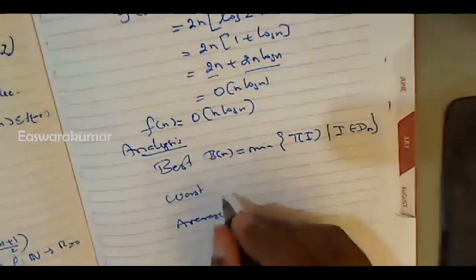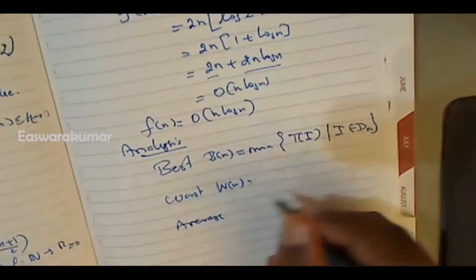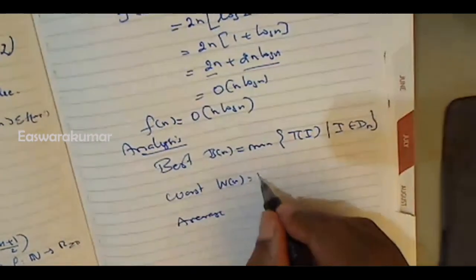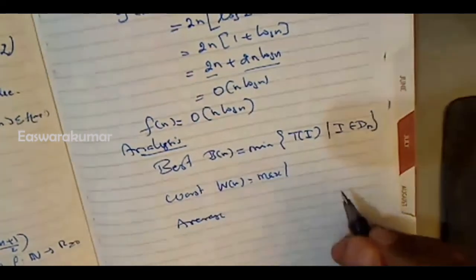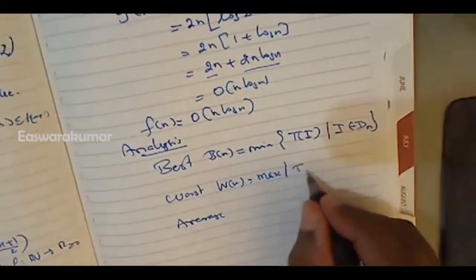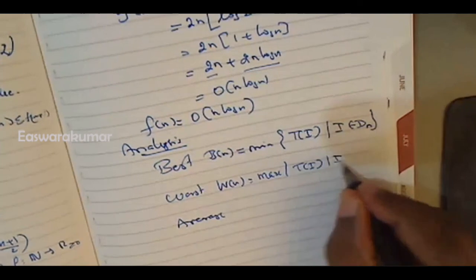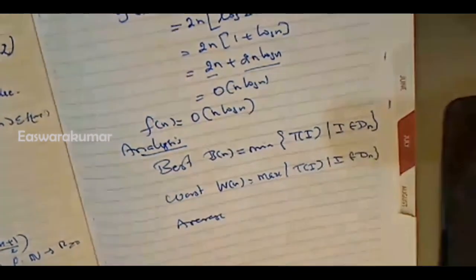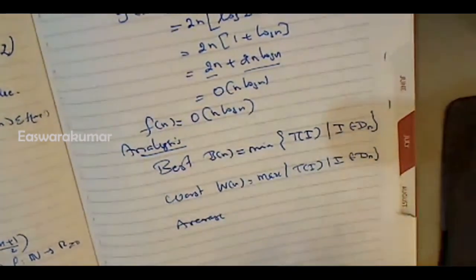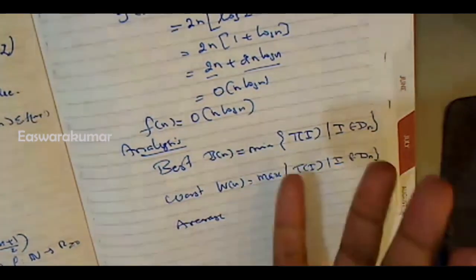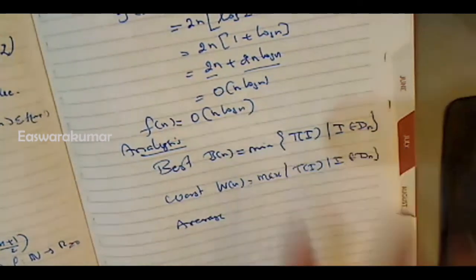Now you can define the worst case, W of n, which is just the opposite. Instead of the minimum, we take the maximum. The maximum of T of I such that I belongs to Dn. Further explanation is not required: when the value is larger, that's the worst case, and when the value is smaller, that's the best case. It's very clear.